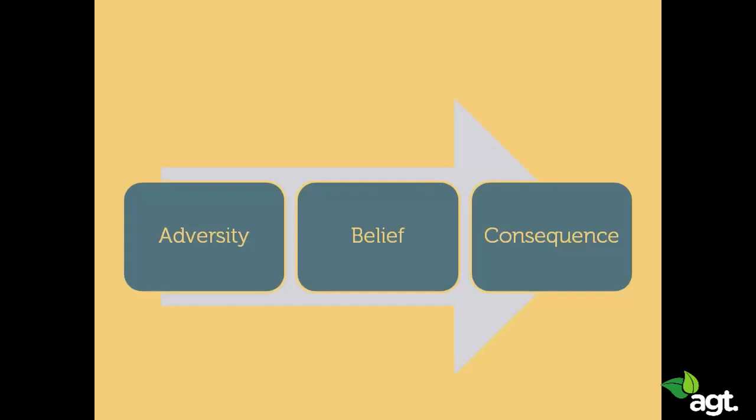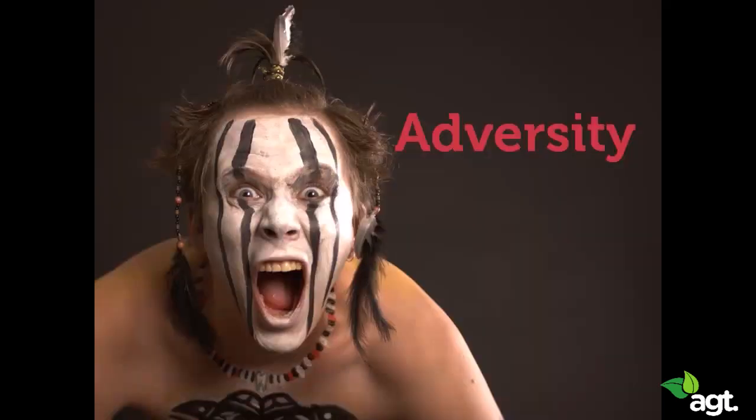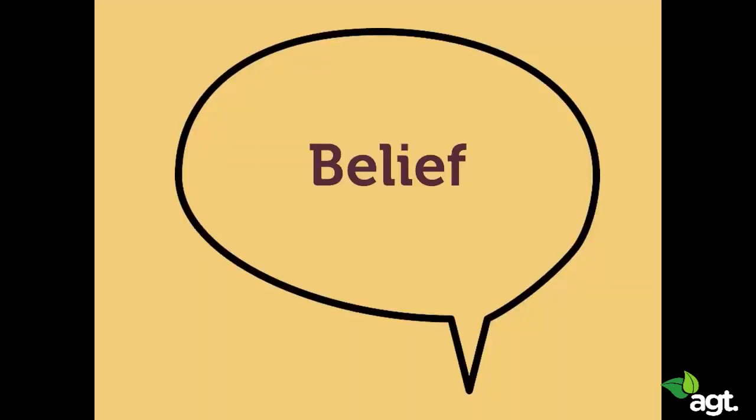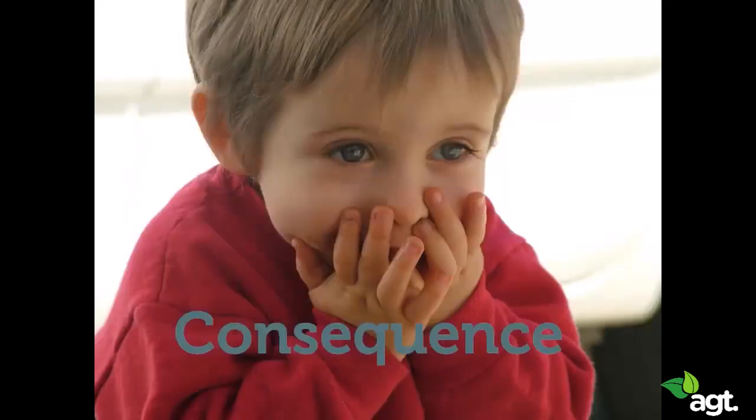Let's look at an example. We face an adversity. Let's say someone shouts at us. Then we form a belief about this event. This person must be angry at me. This person doesn't like me, or this person wants to harm me somehow. And then, as a result of this belief, we react in a certain way. In this example, we might feel afraid.